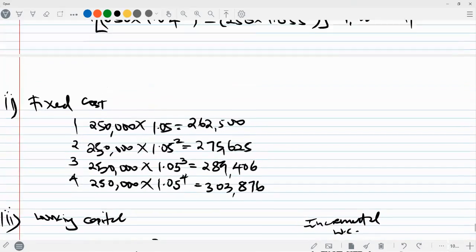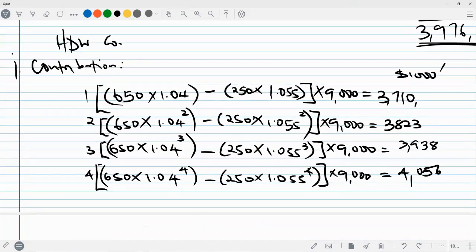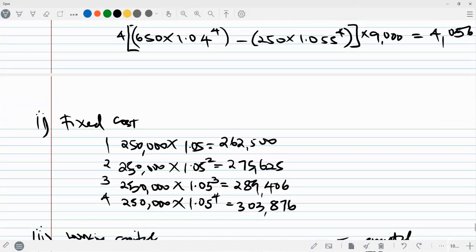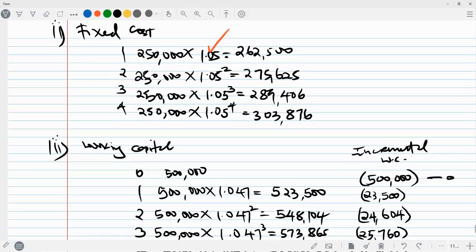For example, here the selling price was subject to 4% inflation. You do that. A variable cost, it is all subject to inflation. You do that. Fixed costs, the same thing. Working capital, the same thing. As you can see, all those variables that are subject to inflation, you need to effect the inflation on them.